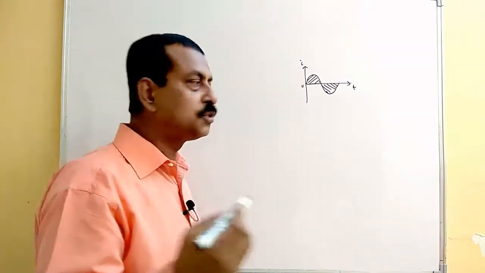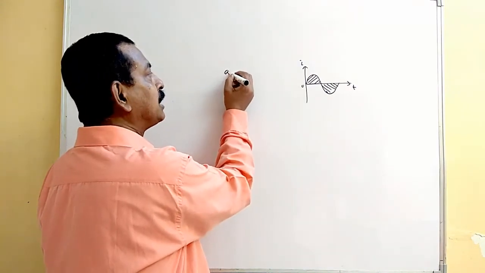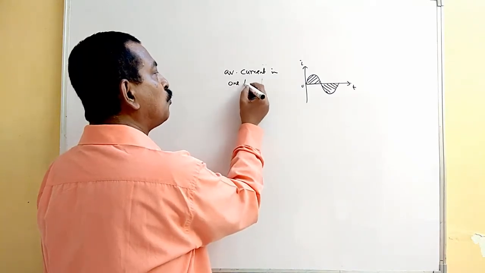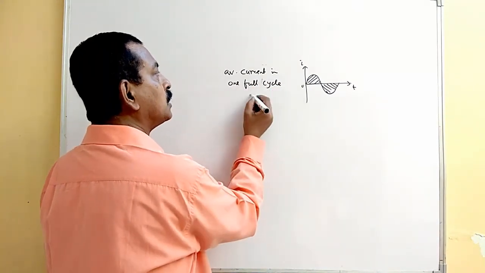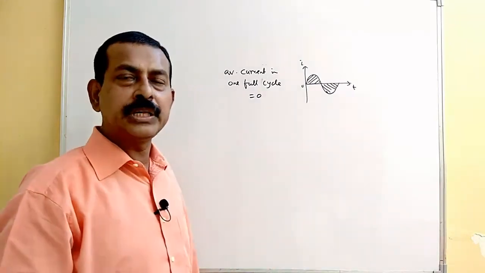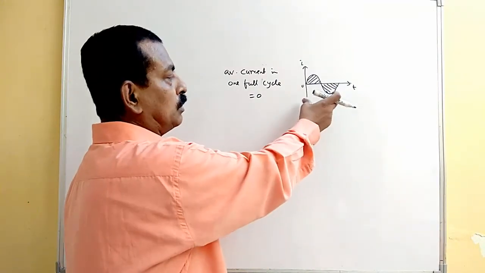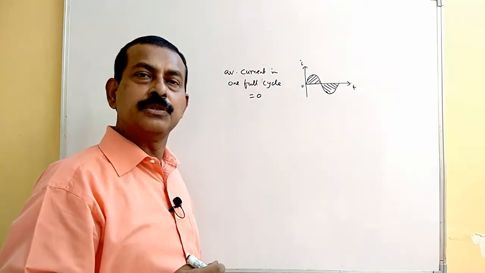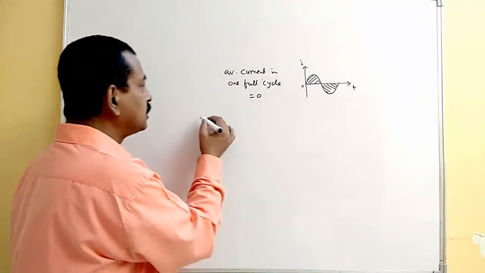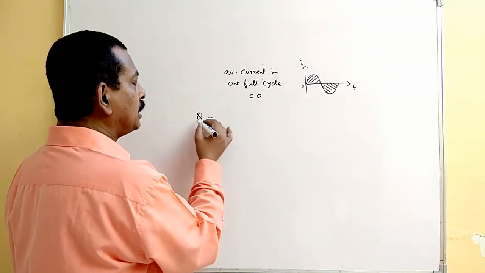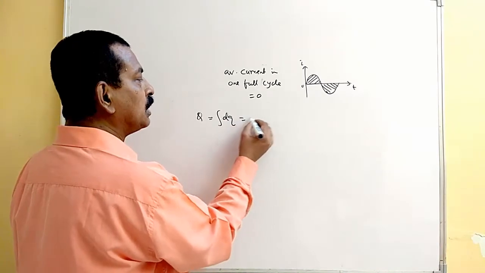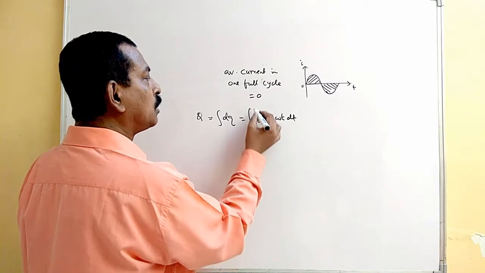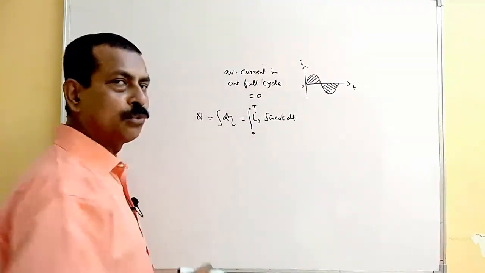So if the net charge is 0, what will be the value of the average current in one full cycle? This will be 0, because the net charge is 0 in one complete cycle. In that case, the average value will also be 0. You can check this mathematically also. Q was the integral of dq. So this is I naught sine omega t dt, integral from 0 to T. We are taking it for one full cycle.